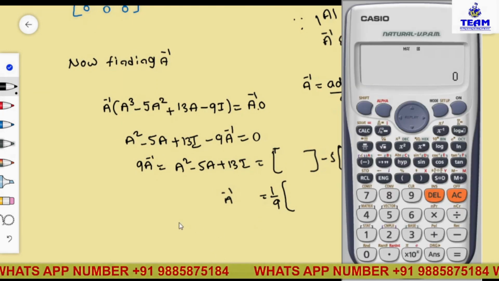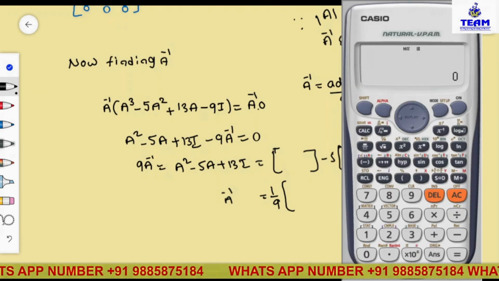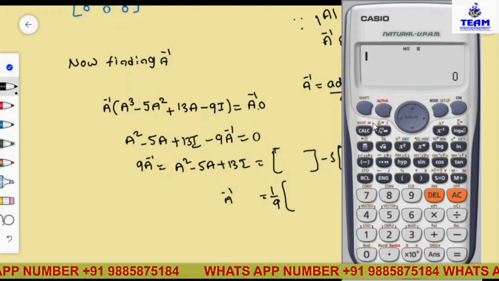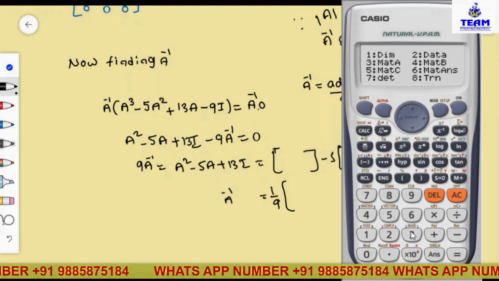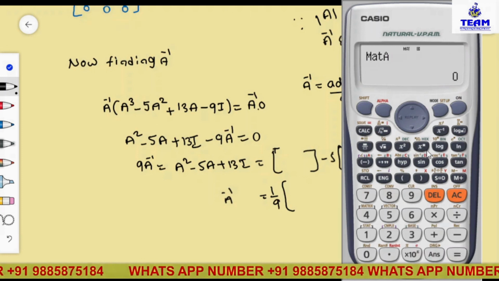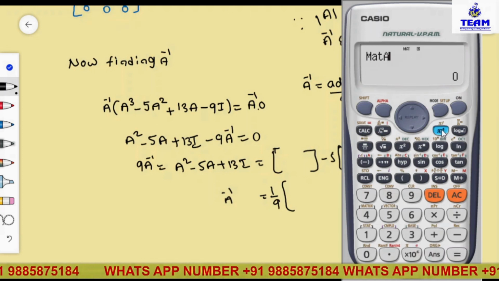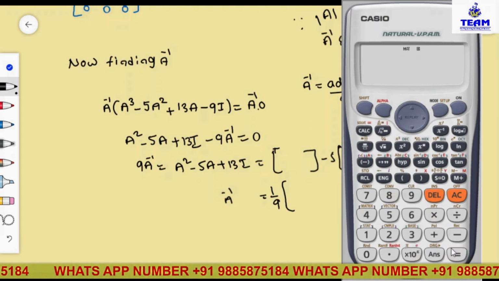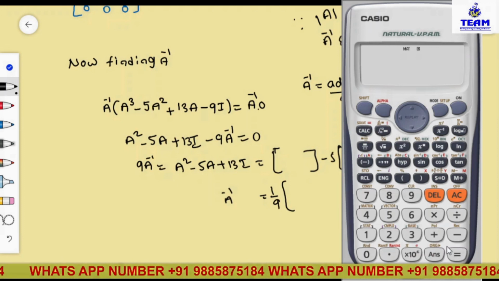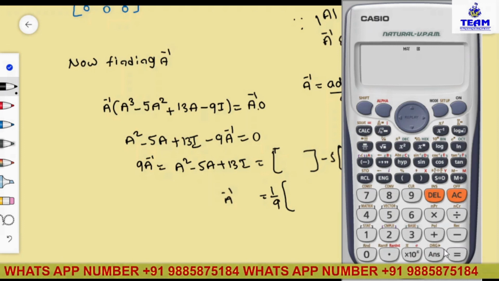You see, friends? Now shift 4, Mat A, inverse. First I am writing inverse. X inverse, where is it? Here I have it. Into that is what? 9, which gives again a matrix. This is the adjoint matrix. This is the adjoint.